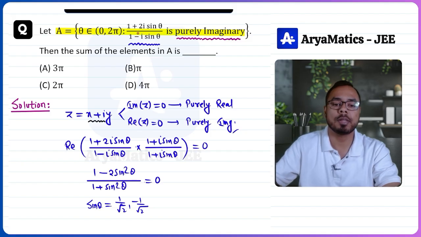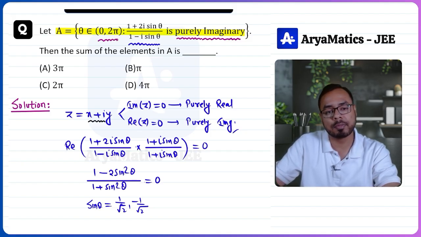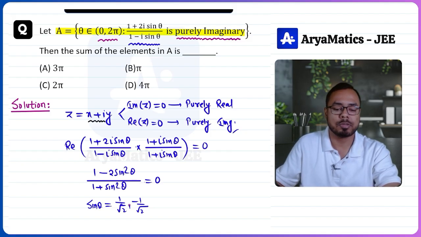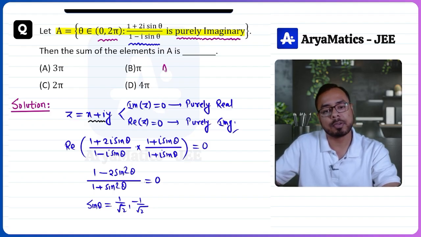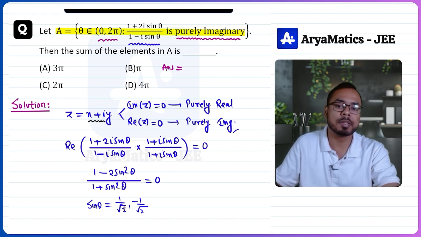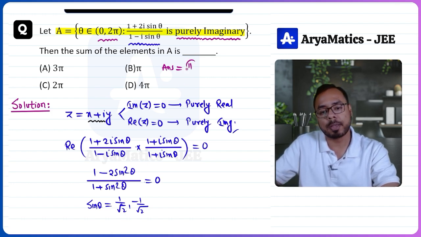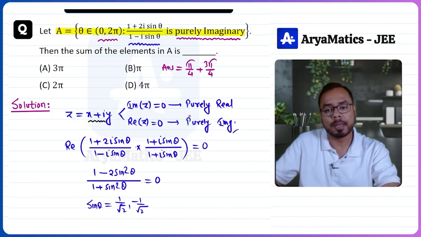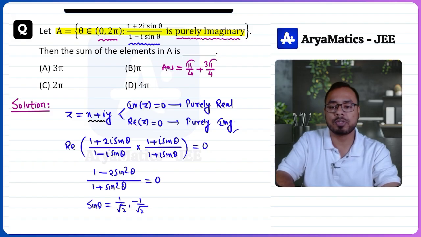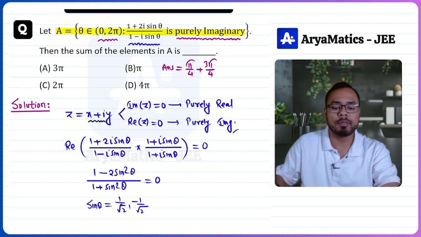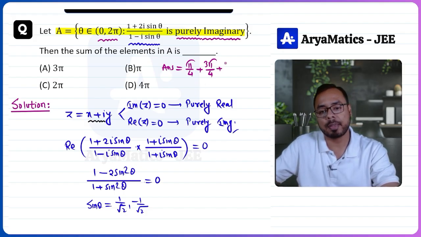Now the question is, what are the different values of theta in 0 to 2 pi? Very basic. You can directly see that the values where sine is 1 by root 2 you will get in the first and second quadrant. One at pi by 4, another one at 3 pi by 4. And similarly, minus 1 by root 2, this you will get in the third and fourth quadrant. In the third quadrant, 5 pi by 4, and in the fourth quadrant, 7 pi by 4.